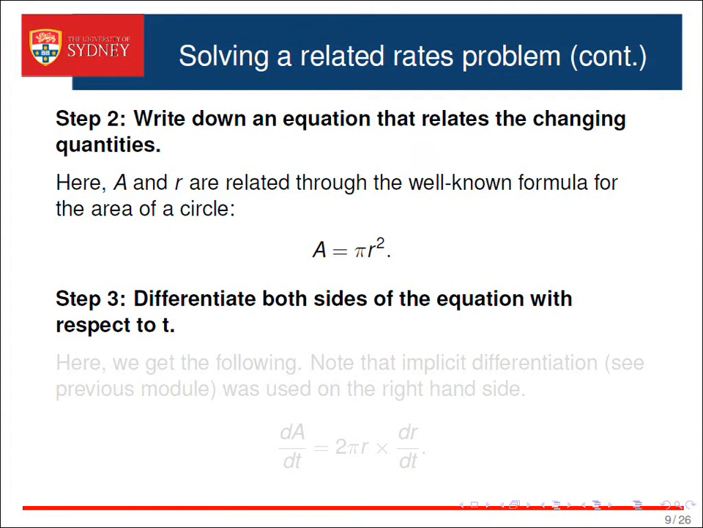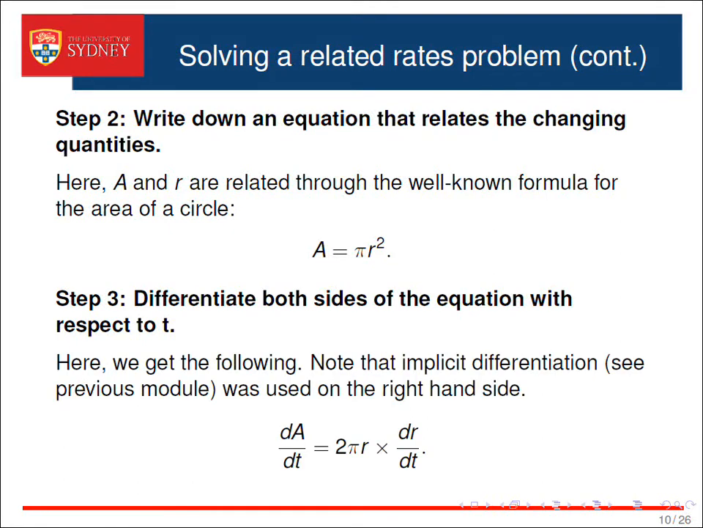The third step is to implicitly differentiate both sides of the equation with respect to t. Here, this gives dA/dt equals 2 pi r times dr/dt. Looking at the result, observe that we've now obtained an equation that relates 2 rates of change, dA/dt and dr/dt.